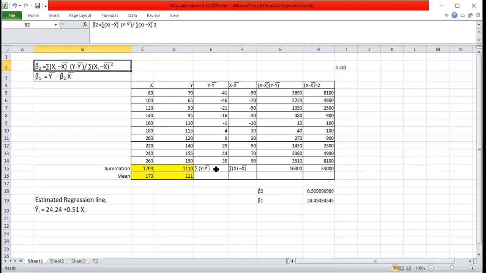Any other thoughts? Anybody else wants to say anything? Hello. Are you guys with me here? What I'm trying to tell you? Professor, if the summation of y minus y bar and x minus x bar is always 0, then beta 2 hat will always be 0. That's what you are trying to say?